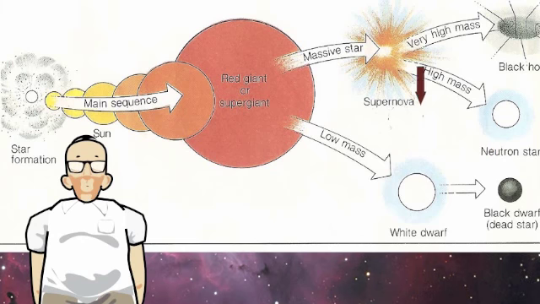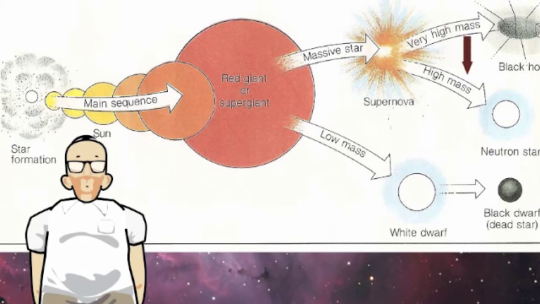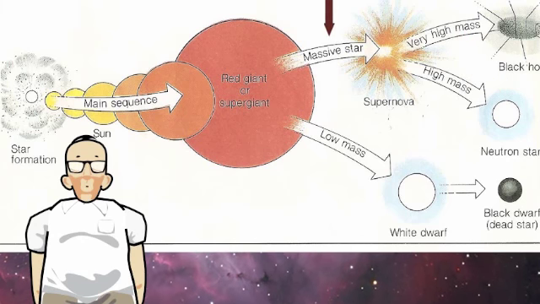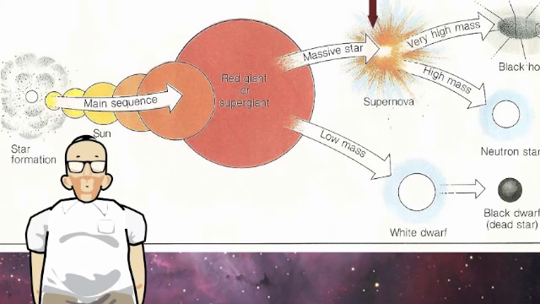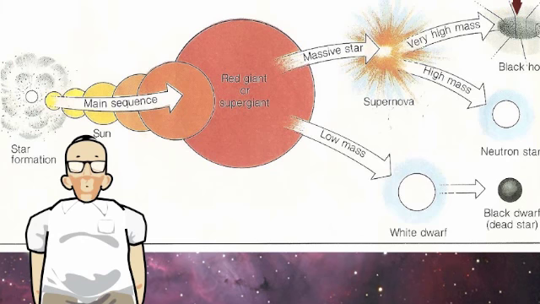But if it is a massive star and has high mass, through a supernova, it will turn into a neutron star. And if it's a massive star with extremely high mass, through a supernova, it will turn into a black hole, sucking in all light and everything else around it.